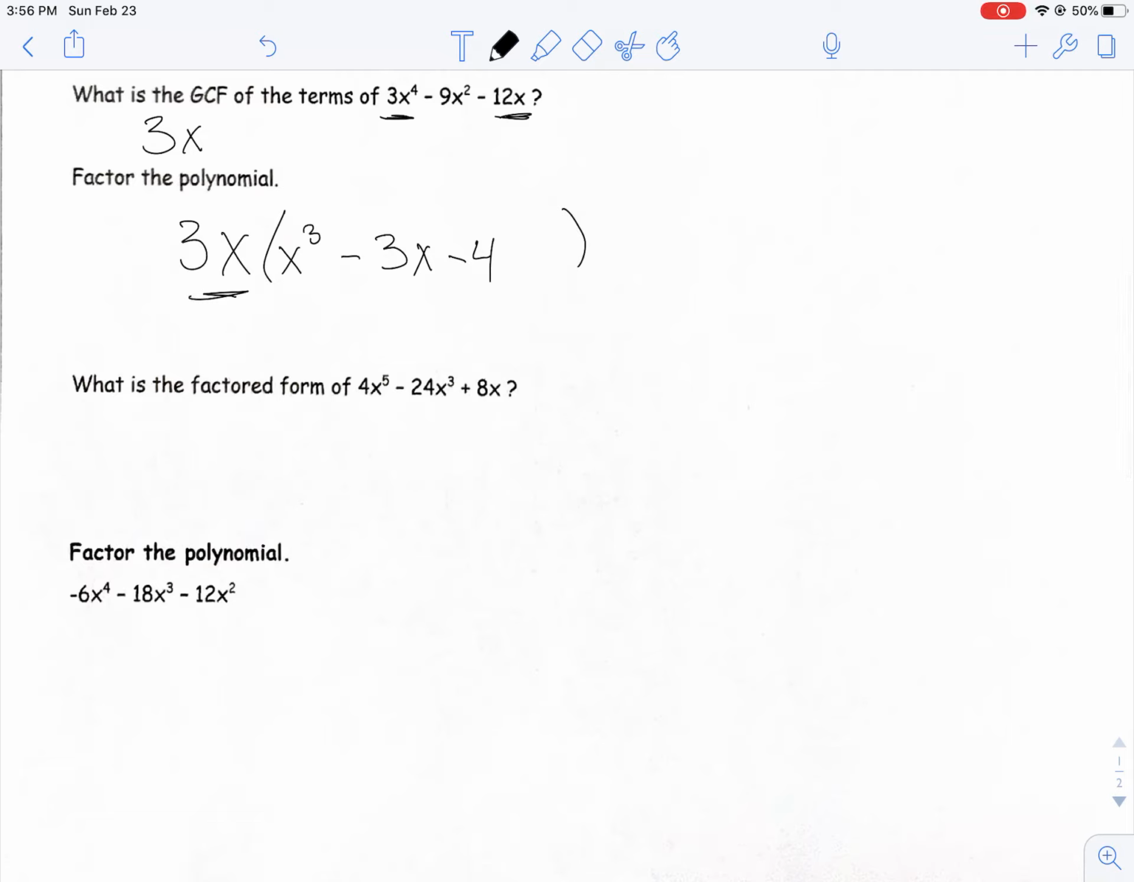Next one, it says, what is the factored form of this? Well, we need to figure out what our GCF is first. I think a 4 goes into all of those things. And I also see that each of them has one x to give up. If this one, by the way, had an x squared, then we could actually take 2 out of each. But it doesn't have 2 to give, so we can't do that.